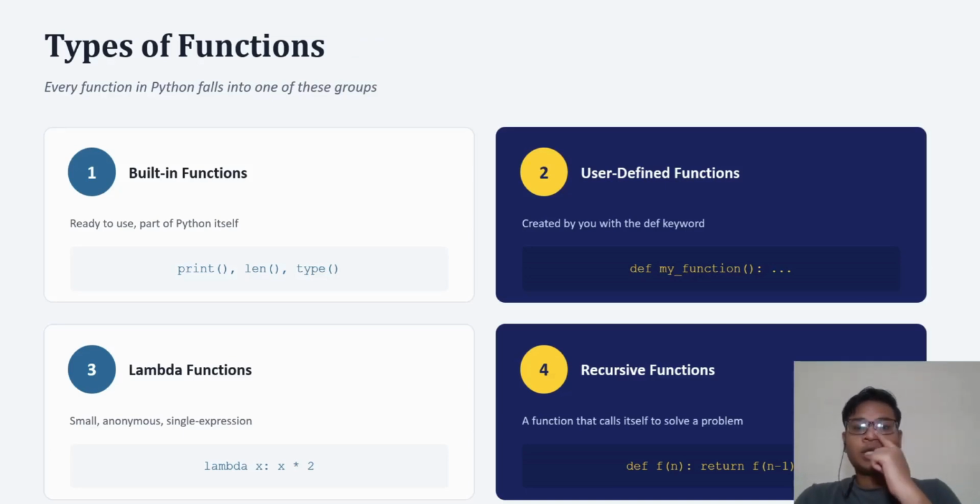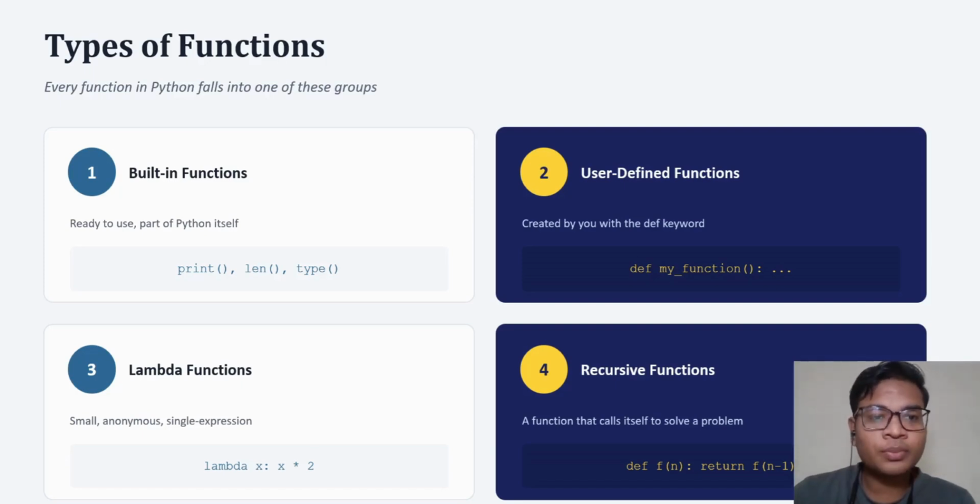Now the most important thing in our lecture is the types of functions. This is very important. Every function in Python falls into one of these groups, so always remember. The first one is built-in functions. Built-in functions are ready to use, part of Python itself. Have you ever seen print, len, type? These are all built-in functions. They are already built in, you just have to use them.